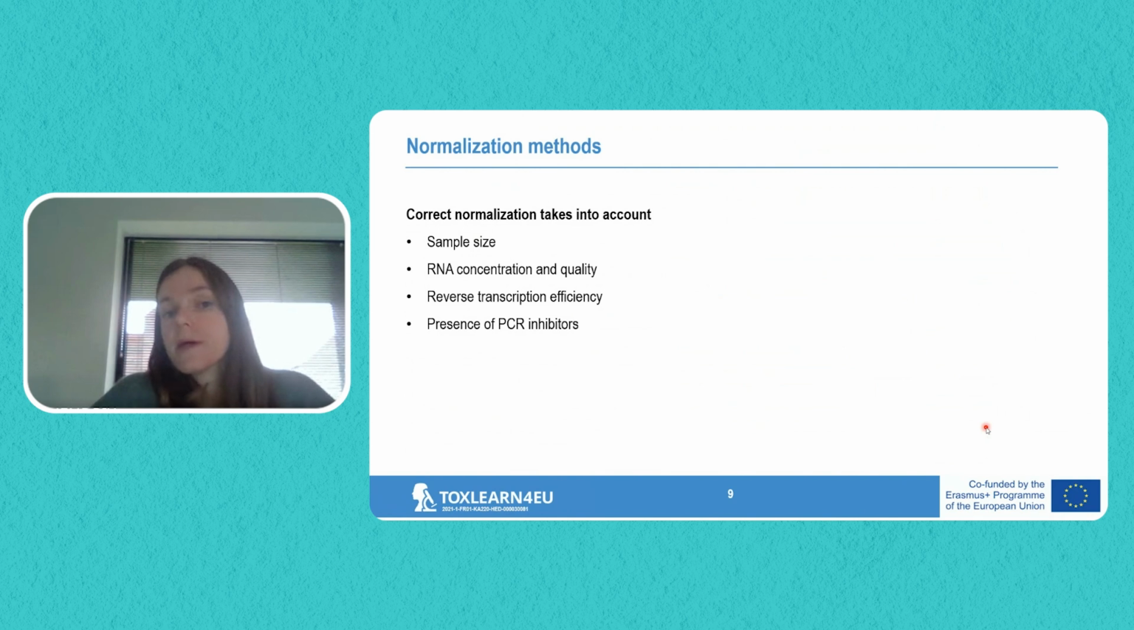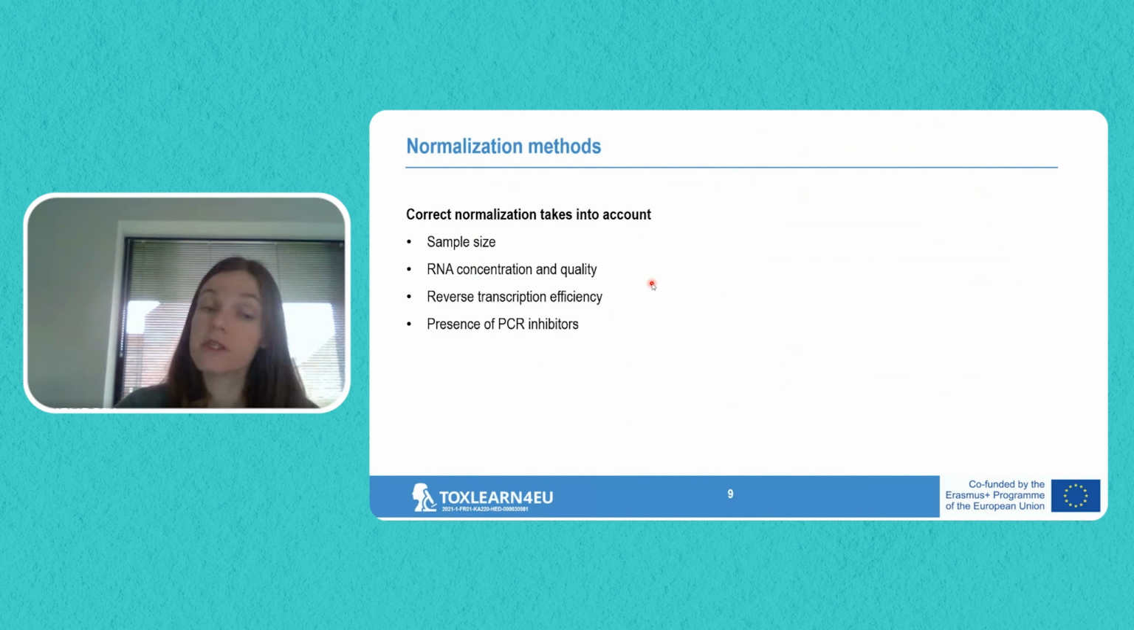Now, what would then be a good normalization method? Well, correct normalization would take into account different things. First of all, sample size, also concentration, quality of the RNA. So this means both the RNA purity and the RNA integrity. It also takes into account reverse transcription efficiency, so how efficient is the cDNA synthesis, and it will also take into account the presence of PCR inhibitors in the samples.